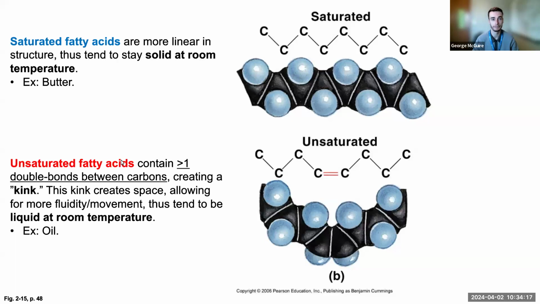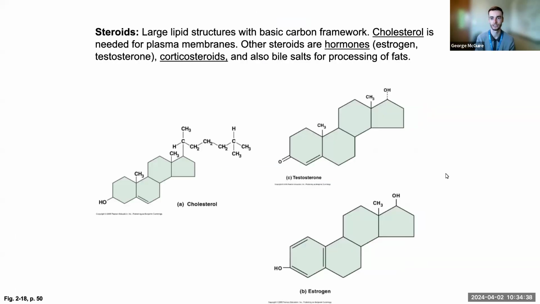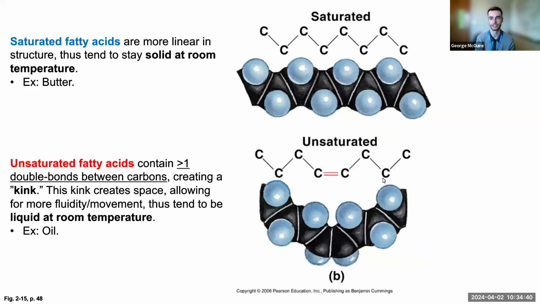Unsaturated fats tend to be missing hydrogens on one or more of the carbons in their chain. And so that remaining bond is going to be used to make a double bond with a neighboring carbon. And what that does is it bends the structure of that fatty acid tail, creating space. And I think I have an image. Yeah, so we'll come back to that later.